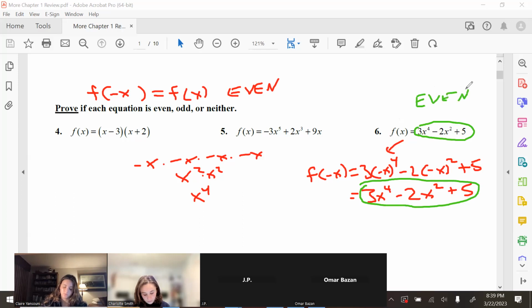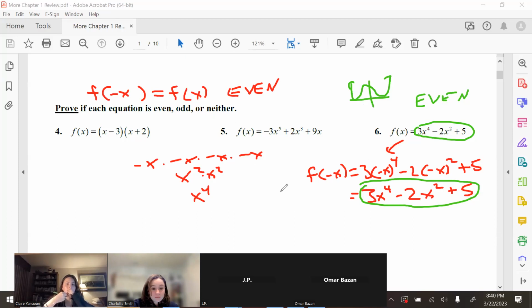If you were to graph this in the calculator in Desmos, you would see that the graph, I'm not 100% sure how it looks, I'm kind of guessing, but I'm pretty sure the y-axis is going to cut it in half. That's also another telltale sign of an even function. Of course, I'm not letting you use a graphing calculator, but really just replace x with negative x and see what happens. If it stays the same, it's even.